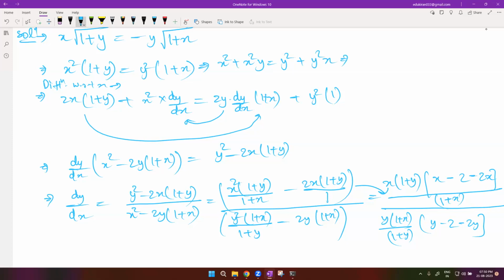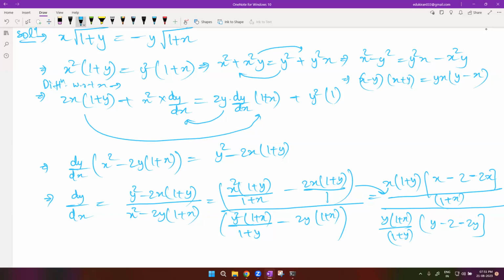And this can be solved further. You can take y square to the left hand side, and you can take x square y to the right hand side. This can be written as x square minus y square and y square x minus x square y. Now x minus y into x plus y. Take xy common, this is nothing but y minus x.